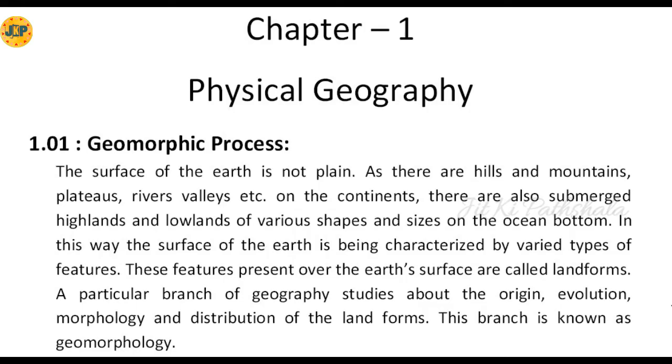Okay, so the different types of features that are present on the earth's surface like mountains, hills, plateaus, plains or submerged islands, ridges, trenches, all these features are called landforms. A particular branch of geography that studies the origin, evolution, morphology, which means the different structures present on the earth's surface, and also the distribution of landforms is called geomorphology. So in simple language, geomorphology is a branch of geography where we study the origin, evolution, morphology and distribution of the different kinds of landforms present on the earth surface.